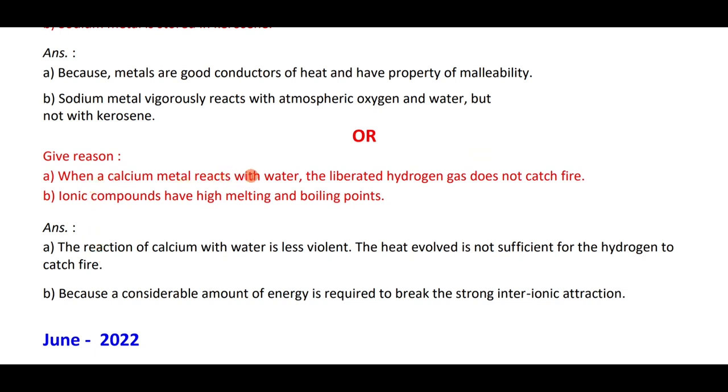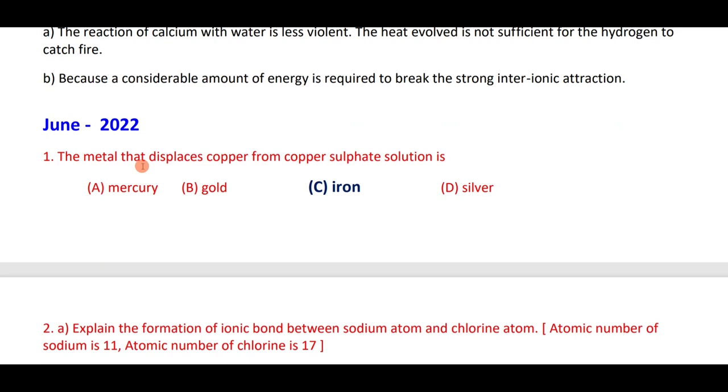When calcium metal reacts with water, the liberated hydrogen gas does not catch fire because the reaction of calcium with water is less violent. The heat evolved is not sufficient for the hydrogen to catch fire. Ionic compounds have high melting and boiling points because a considerable amount of energy is needed to break the interionic attraction. The metal that displaces copper from copper sulfate solution is iron because iron is more reactive than copper.